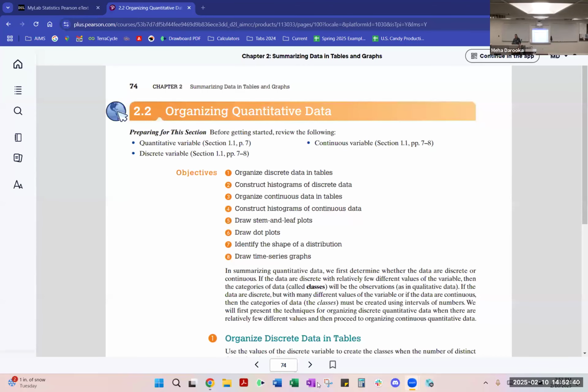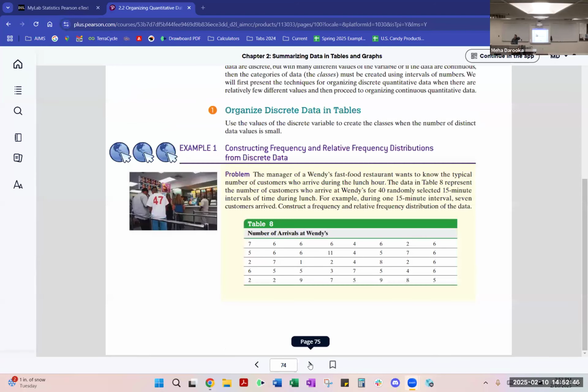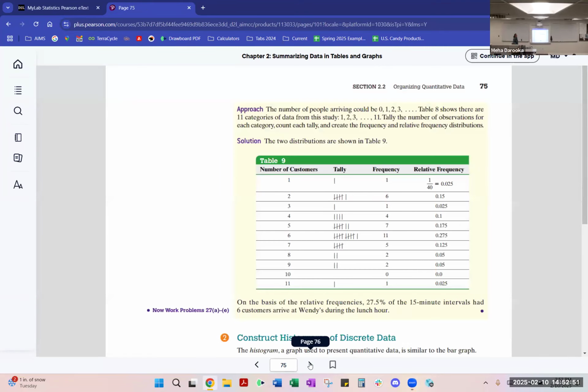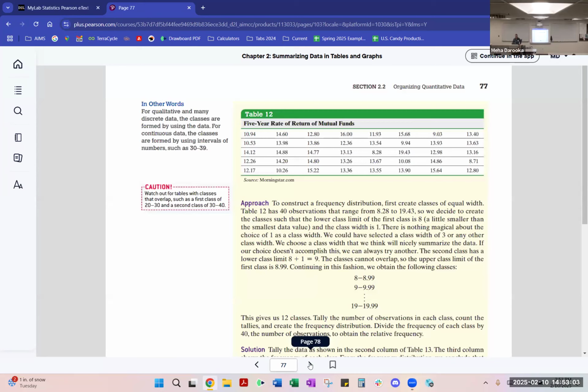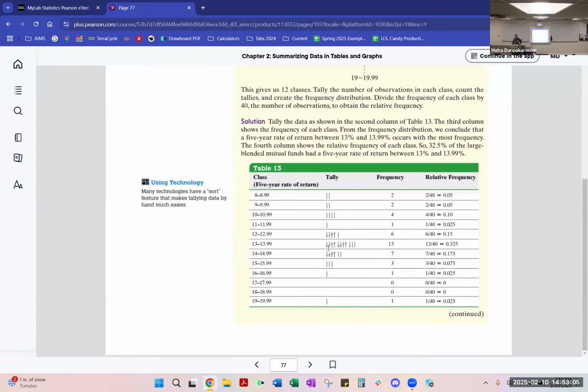Okay. So remember, we had started talking about quantitative data. Now, of course, we did qualitative data from section 2.1, which was about data that can be put into categories. And then here, quantitative was where you can have continuous or discrete variables and how we would set them up in frequency distributions, relative frequency distribution tables. And then, of course, we had talked about histograms.